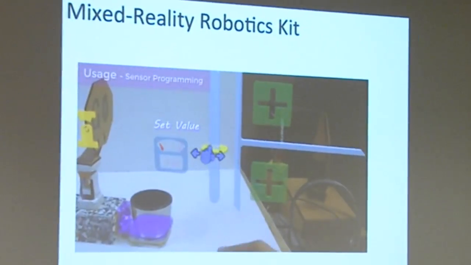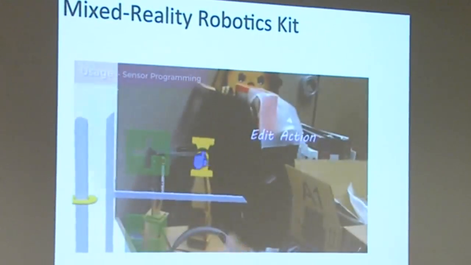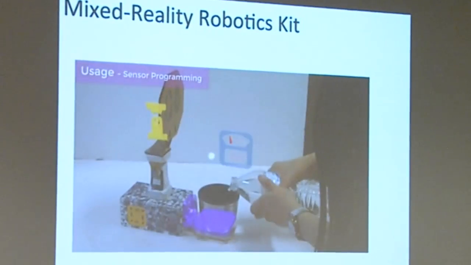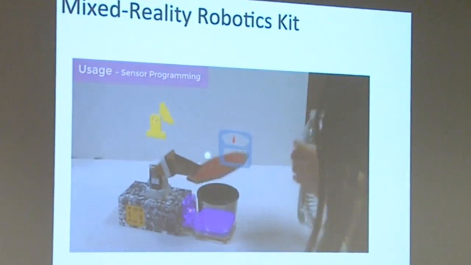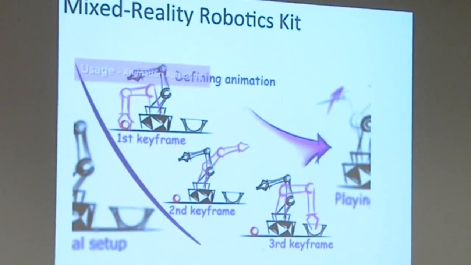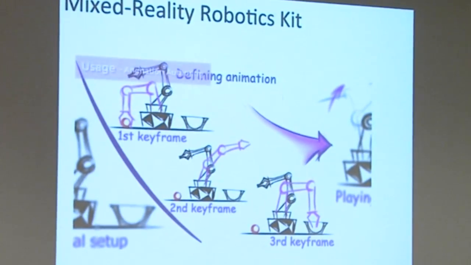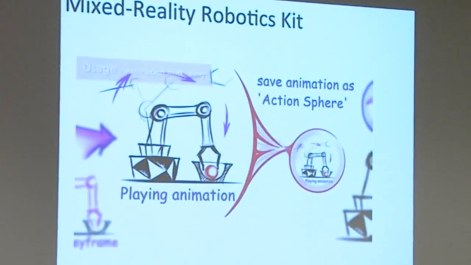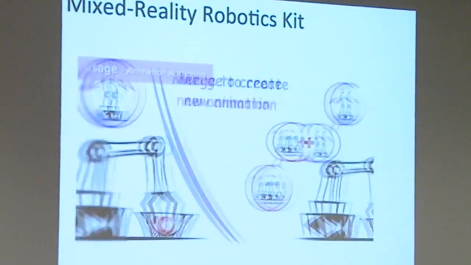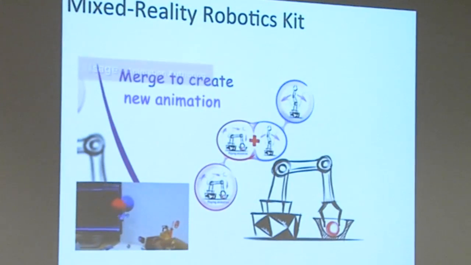Activate the tweaking mode and perform virtual tryout in order to find a working solution. The sensing modules allow users to program logic events. In this case, the cover will drop when the water is enough. Taking advantage of mixed reality, users can set virtual keyframes and create robot animations to interact with the environment. Each animation can be saved into an action sphere. By combining them together, users can create even more complex animation.